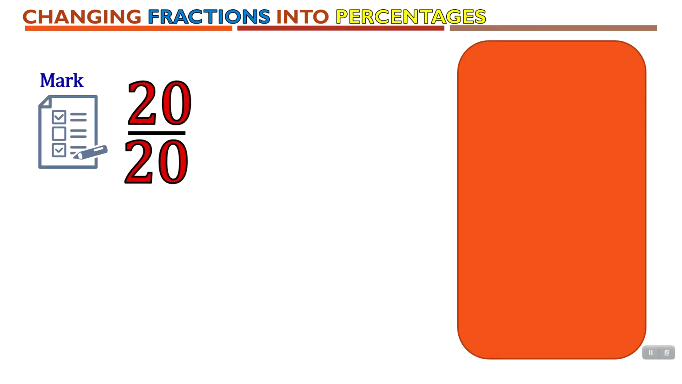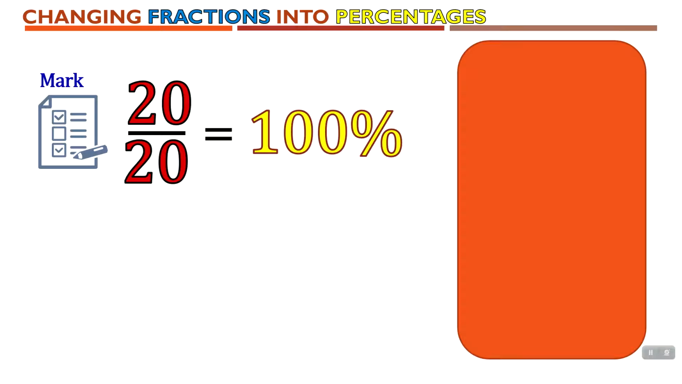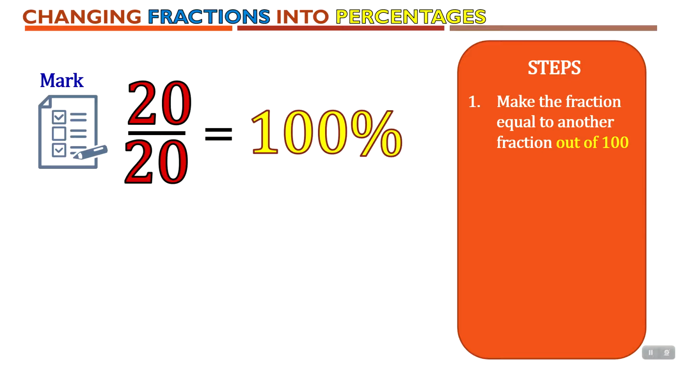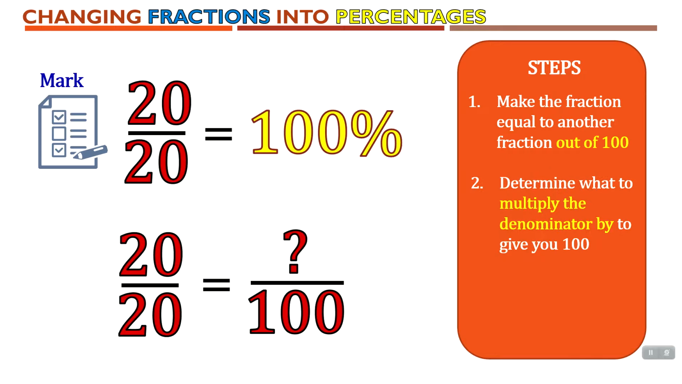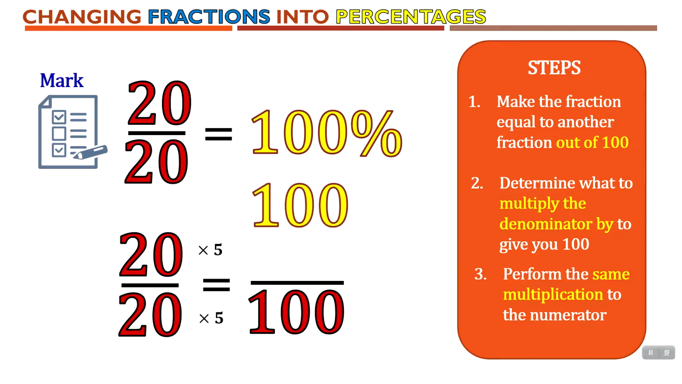Checking Mark's 20 out of 20 score, which he said was 100. Following the steps again, we're going to make the 20 out of 20 equal to a fraction out of 100. Step 2, determine what to multiply by. 20 times 5 is 100. And step 3, perform the same multiplication to the numerator. 20 times 5 is 100.